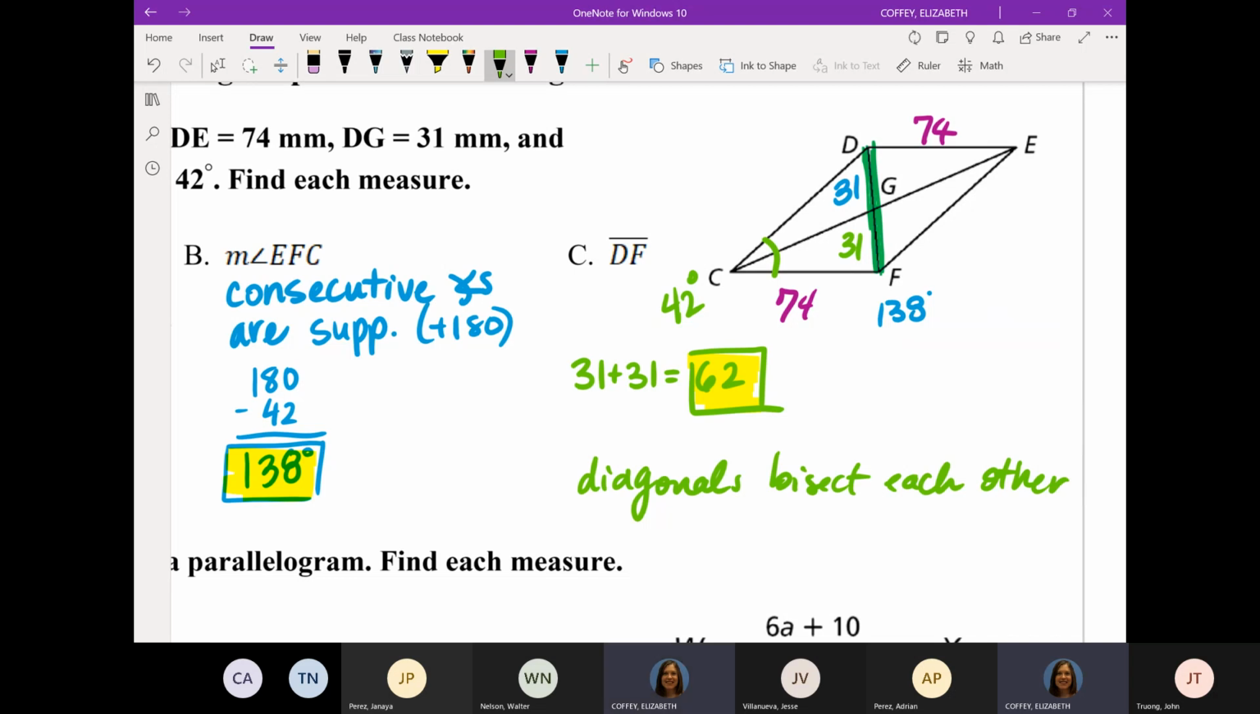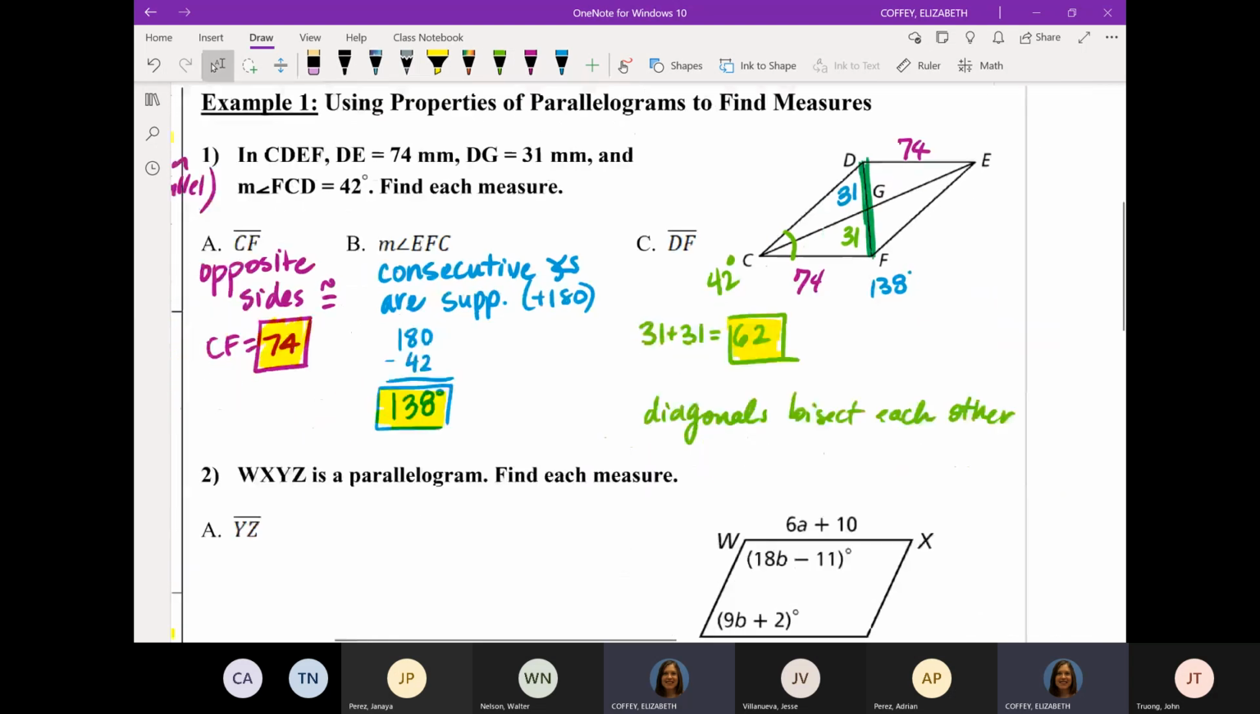So it's kind of a lot of properties, but like I said, they're not really difficult problems, especially these ones. These ones were pretty easy. We're going to make it slightly harder, just slightly, by adding in some algebra. Okay? Let's do it.